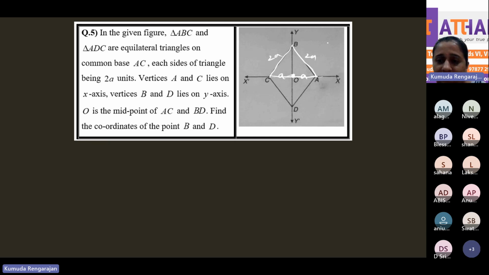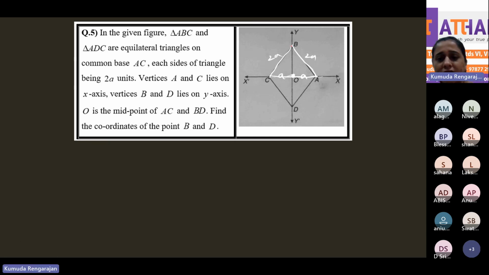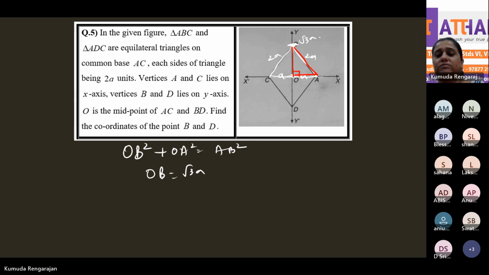Now we are just taking up this triangle, children. Which triangle? Any one you can take. I have taken this triangle. Where you know it's a right triangle. And you know two sides. So you can find the third side using Pythagoras theorem. That is OB. OB square plus OA square is equal to AB square. When you work this, you can find OB. And OB we got is root 3A. So that means the marking of this point is root 3A.